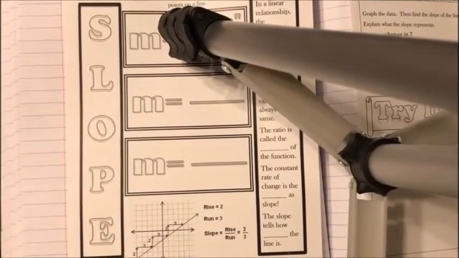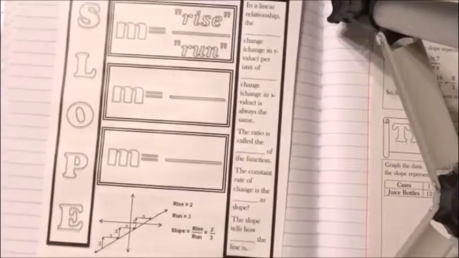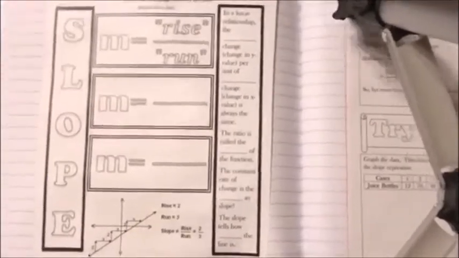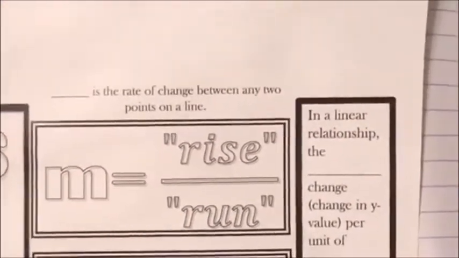This is Chapter 3, Lesson 2, Slope. So basically this entire lesson we're going to be talking about what slope is and how we define it. So the first thing we're going to do is look up here, the very top of the page. We zoom in, okay?